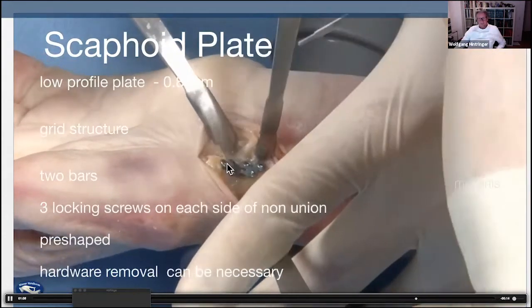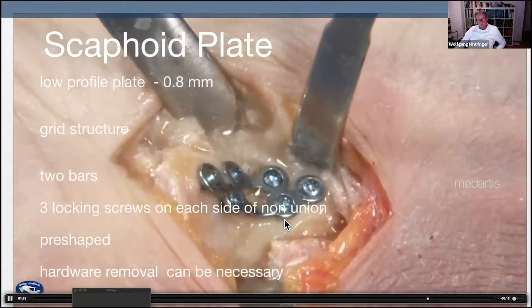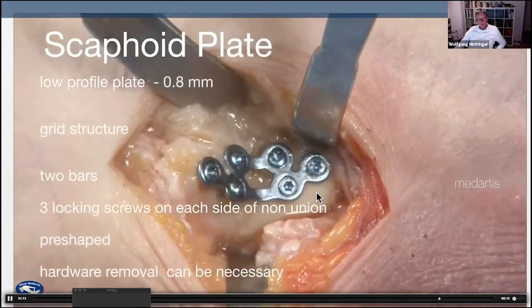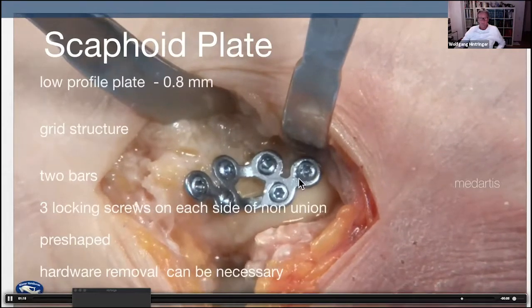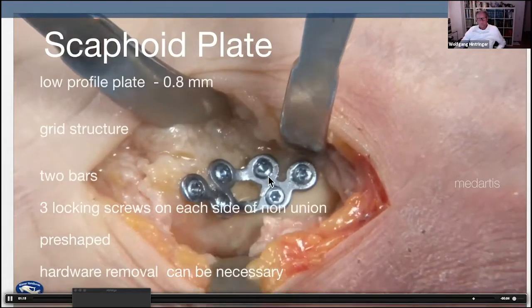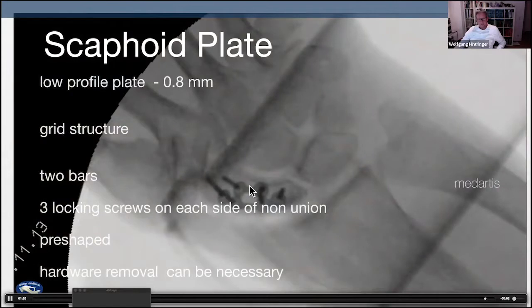The plate is pre-shaped. It should fit to your scaphoid. When it does not fit, then you have not reduced your humpback deformity. It helps to press the cancellous bone graft into the space. And sometimes, if you get an impingement on the radius, it has to be removed.